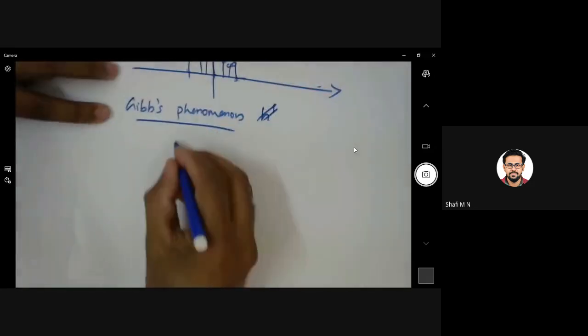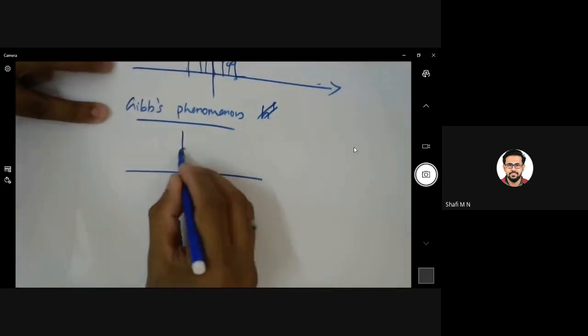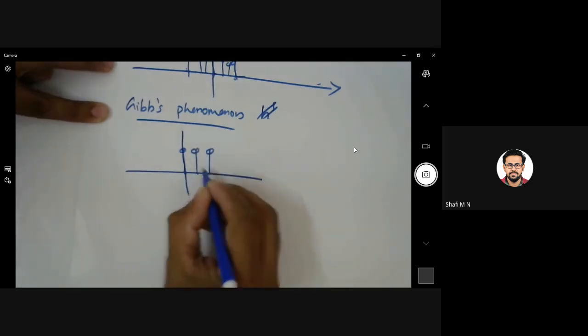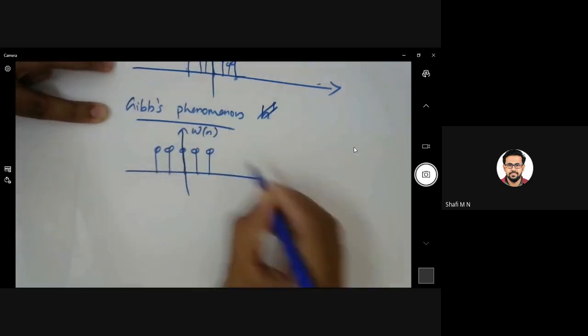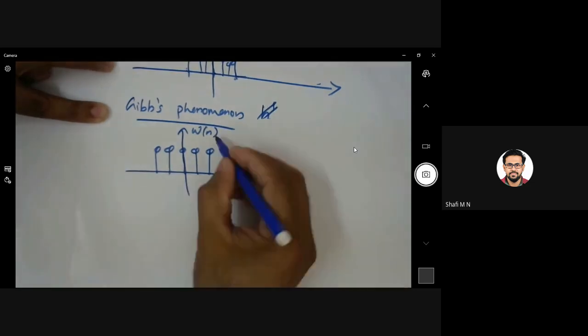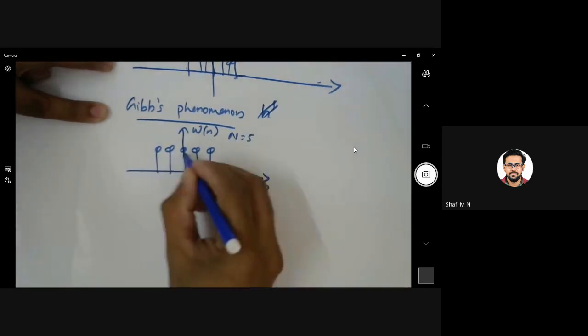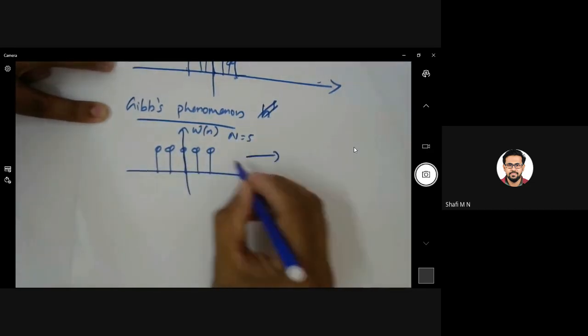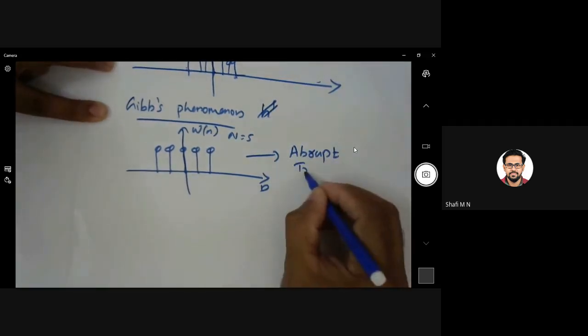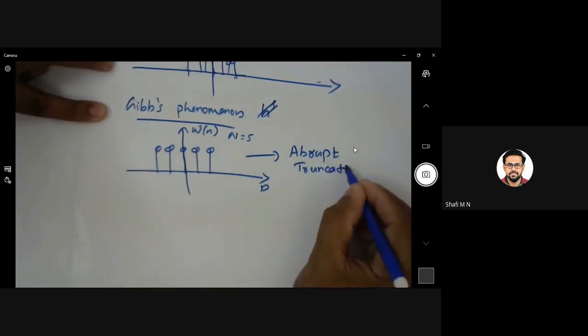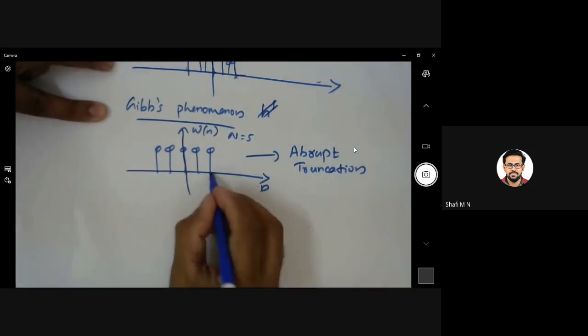If you consider a rectangular window, I will just draw a window of size, say, 5. This is a rectangular window of size 5. Say capital N equal to 5: 1, 2, 3, 4, 5 sample size. Here I am introducing a new term called abrupt. Abrupt means sudden. Abrupt truncation. That means you are making a sudden stop.